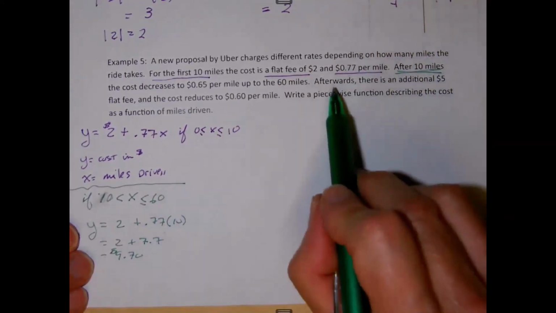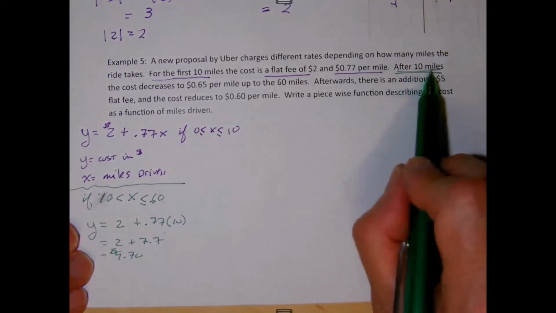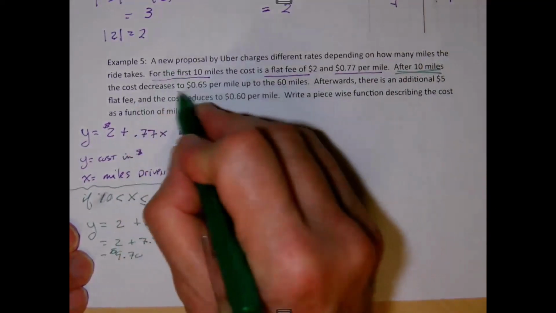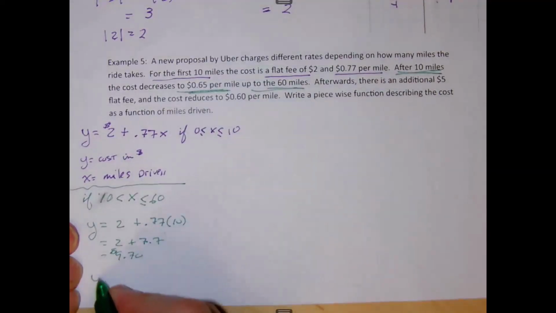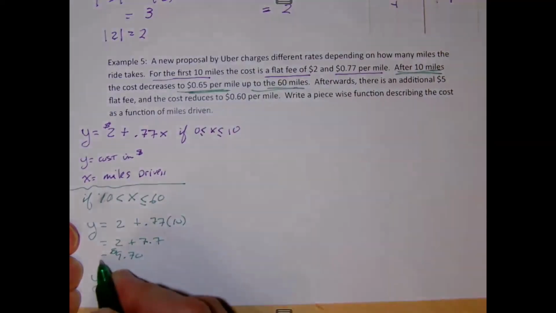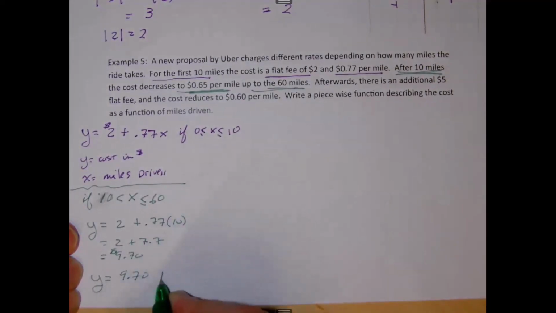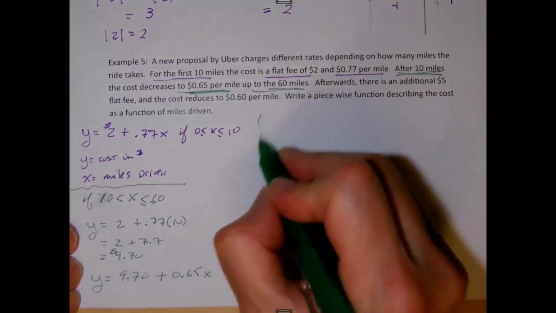So let's see, afterwards, so after 10 miles, the cost decreases to 65 cents per mile up to the 60th mile. So the function now in this situation is, here is the cost so far because I've traveled already 10 miles: 9.70 plus, at this point, it's 0.65x. Okay, that's my cost so far for driving those 10 miles.